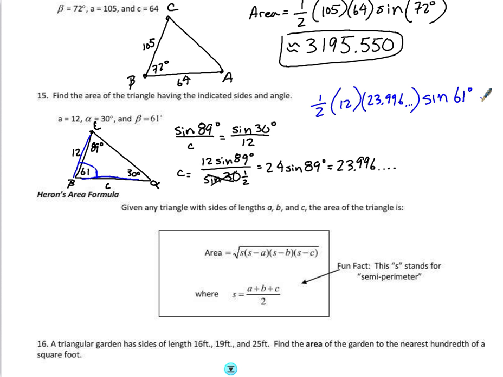What do you guys get for the area? 125.926. Yes, 125.926. They don't give me any units, so you don't have to put anything. You could put units squared technically, but again, if no units are given, you're not expected to include units in your answer.